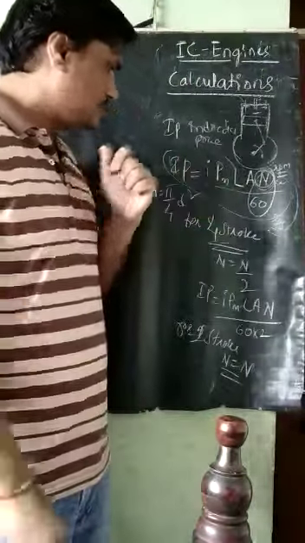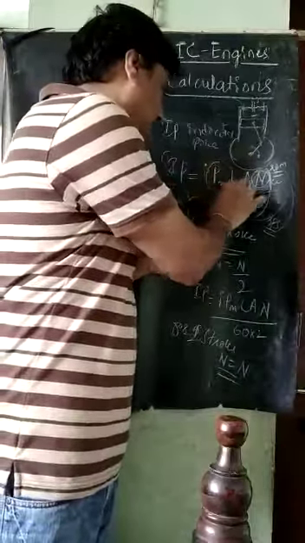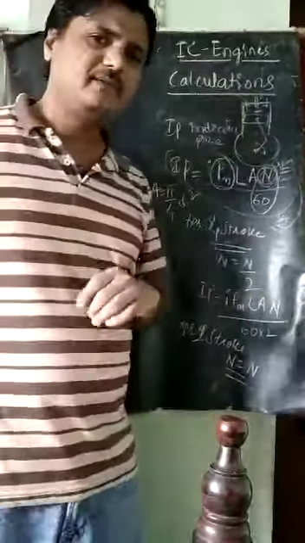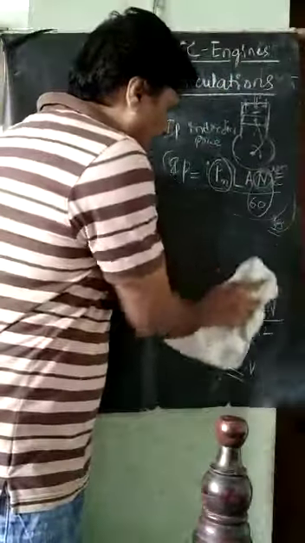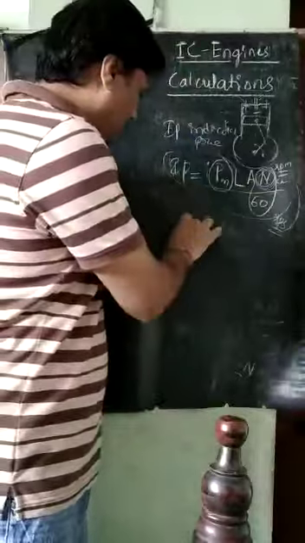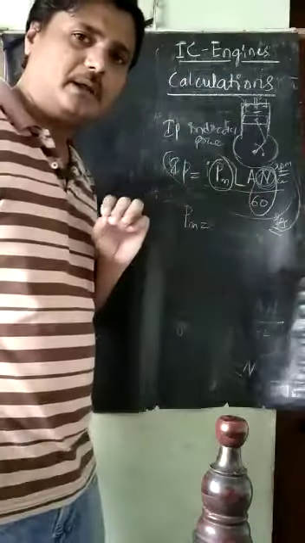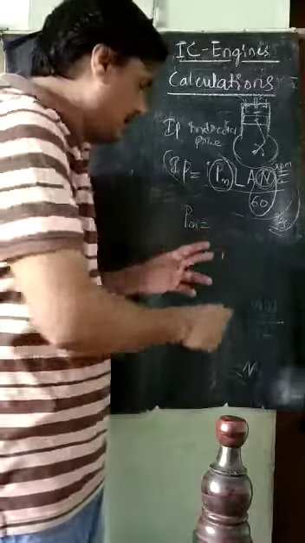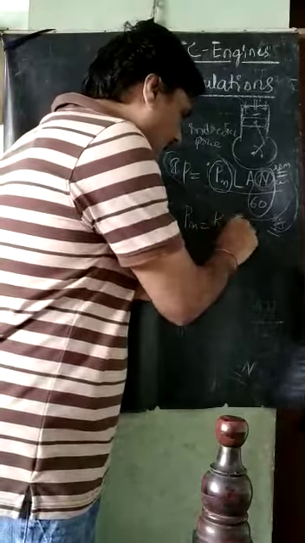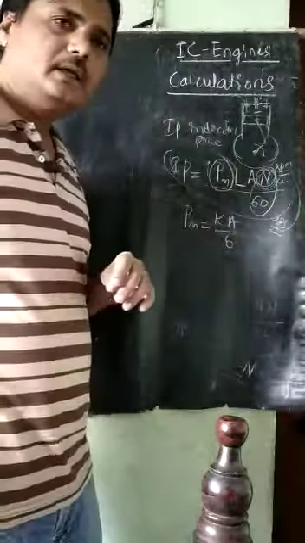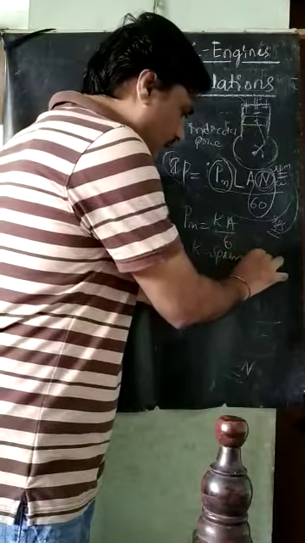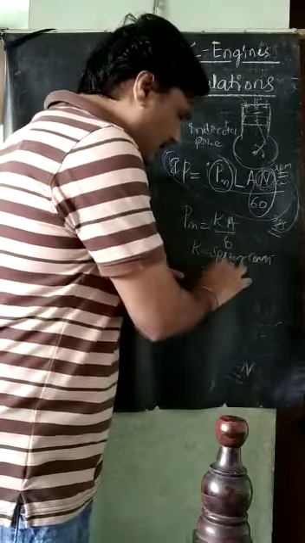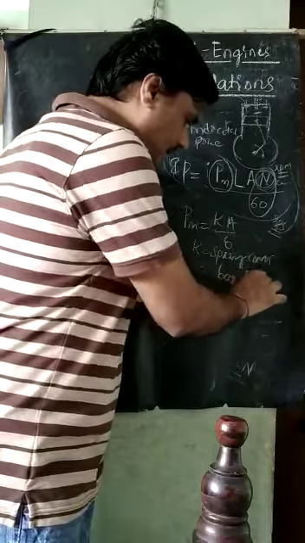The next question is about this PM. PM is the mean effective pressure. It can be found experimentally. What is the equation for finding it experimentally? It is K A divided by D, where K is the spring constant. The spring constant is in terms of bar per meter.